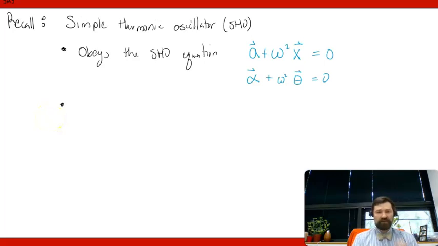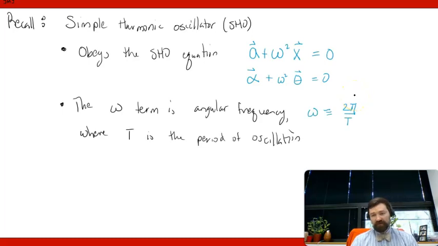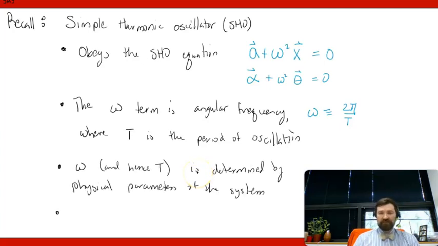The omega squared is related to the period of oscillation. Namely, the angular frequency is 2 pi divided by the period of oscillation. And then, of course, this omega term is determined by actual physical parameters of the system. Thus, for a spring harmonic oscillator, omega squared was the spring force constant K divided by the mass at the end of the spring, M.